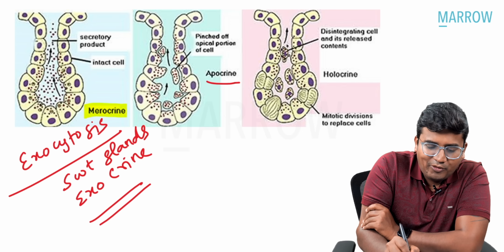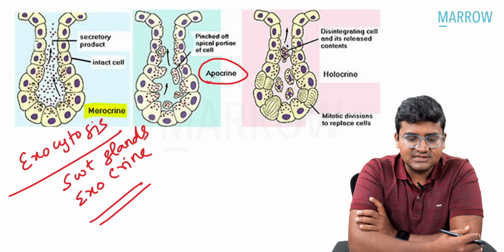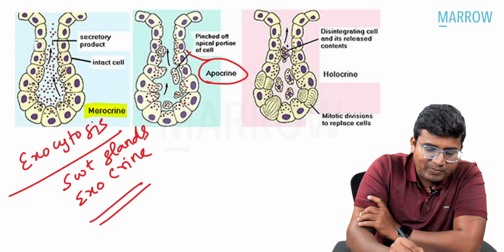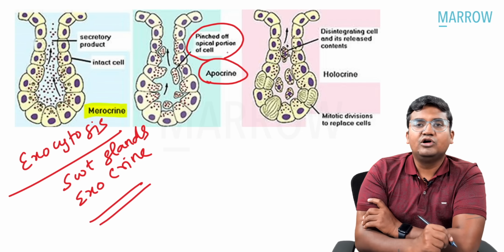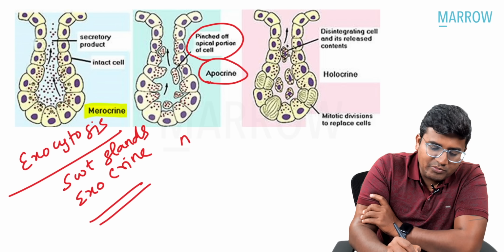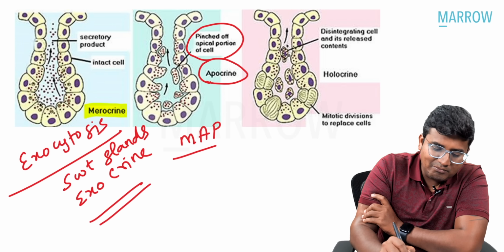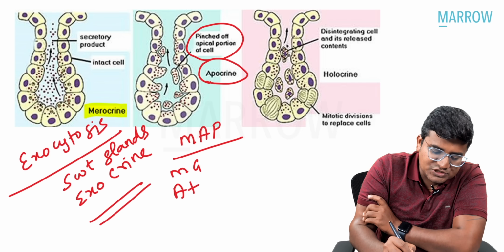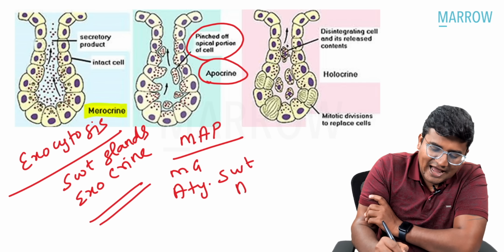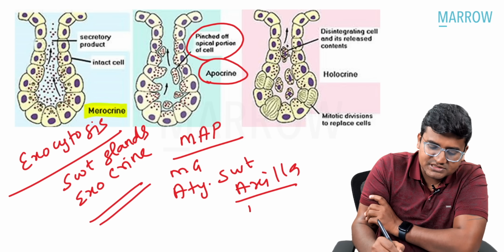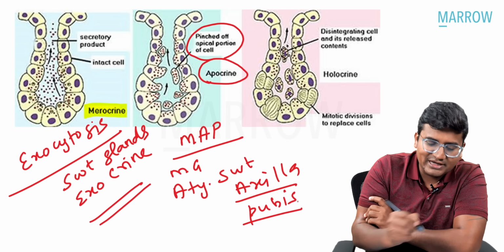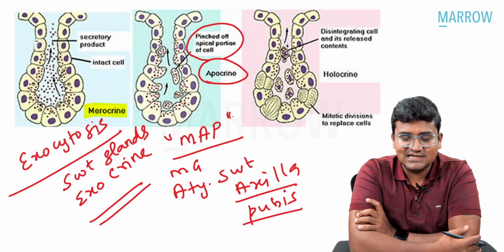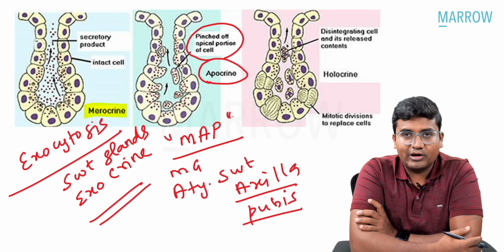So next is the apocrine glands. Now what is apocrine glands? The secretions are collected in the apex and the apical part will be detached. Now where you see the apocrine gland, mnemonic MAP. MAP means M, mammary gland, AP, atypical sweat glands in the axilla and the pubis. So MAP is a mnemonic: mammary gland, atypical sweat glands in axilla and pubis is where you see the apocrine glands.